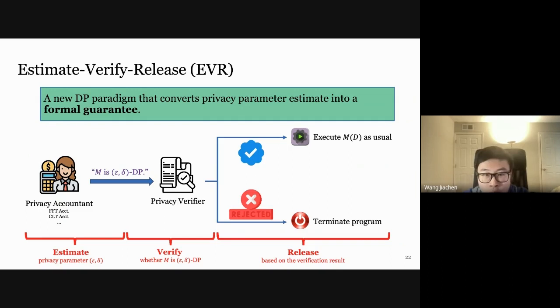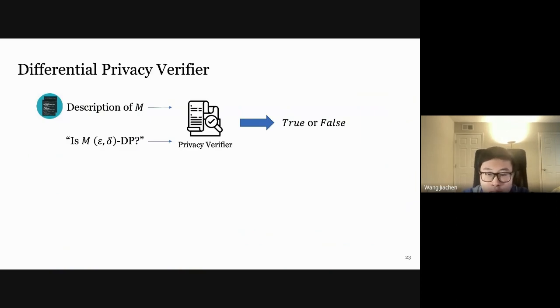As we can see here, the only difference in the output distribution of this paradigm compared with the original mechanism M is that it has an extra branch for the rejection case. So we want the verifier to have as low a rejection probability as possible when M is indeed epsilon delta DP. The central component of the EVR paradigm is the function called DP verifier, which takes the description of the mechanism M and the proposed privacy parameter epsilon delta as input, and returns true if the verifier believes M is indeed epsilon delta DP, and false otherwise.